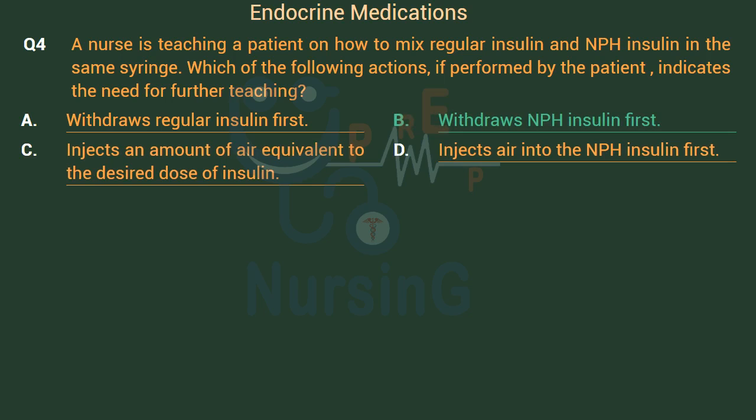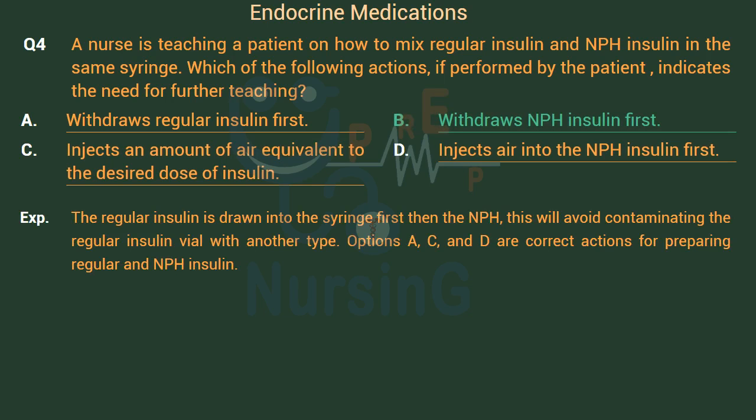Withdraws NPH insulin first. The regular insulin is drawn into the syringe first, then the NPH. This will avoid contaminating the regular insulin vial with another type. Options A, C, and D are correct actions for preparing regular and NPH insulin.